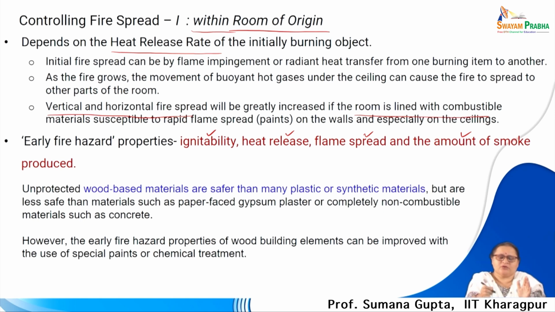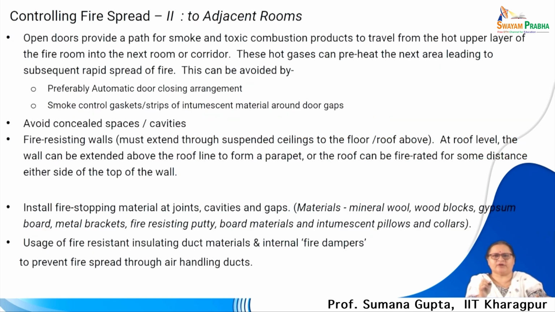So, what are we doing? We are trying to contain the fire within the room of origin by appropriate material selection within the space. So, if your ceiling, like the room where I am sitting, the ceiling is made of gypsum board, in case of any fire, the gypsum board will shield the fire or keep the fire within this particular room. So, we have to try to keep our fire, if at all, within its room of origin or within the compartment where it is originating.